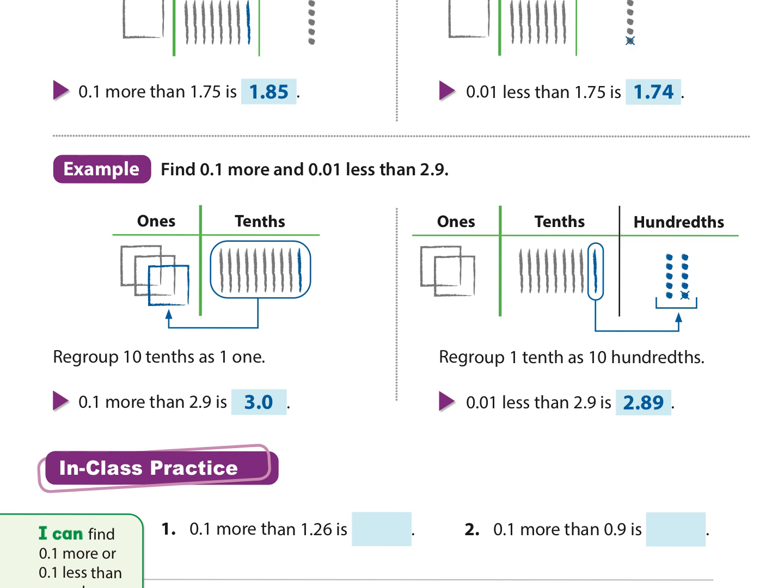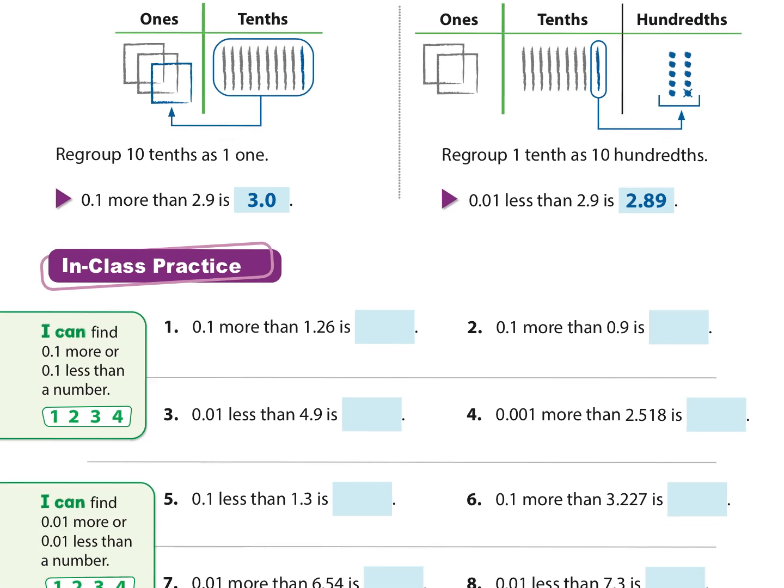Okay, over here, if I had 2 and 9/10, I want to take away 100th. Well, if I don't have any hundredths to take away from, what do I got to do? I got to borrow, right? I got to kind of regroup. So I'm going to take a 10th away here. So my 10th is now going to go down to 8 so that I can have 10 hundredths, so that I can subtract 1 from the 10, and I'm left with 9. So let's see what this looks like.